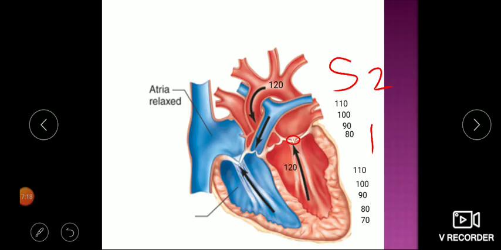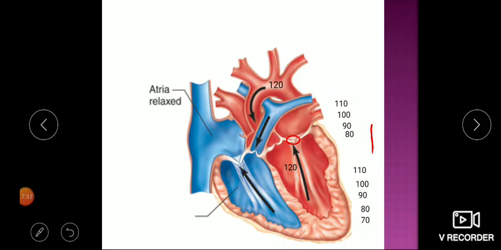So that means atrial systole and ventricular systole lead to the first heart sound, that is closure of the AV valve, and the beginning of ventricular diastole marks the second heart sound, that is S2, which is due to closure of semilunar valves.